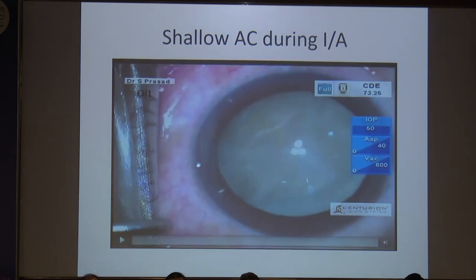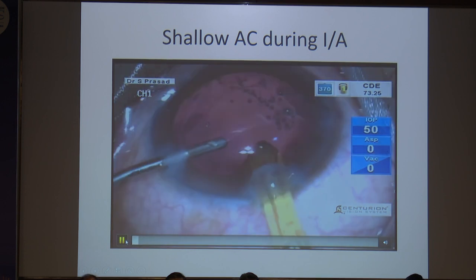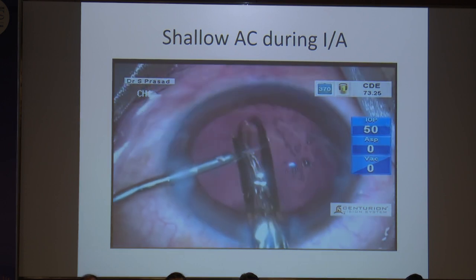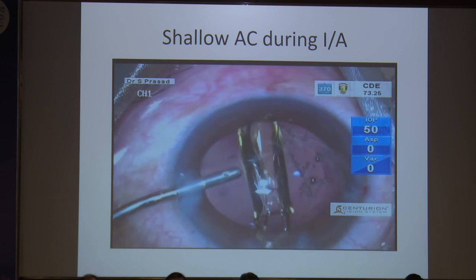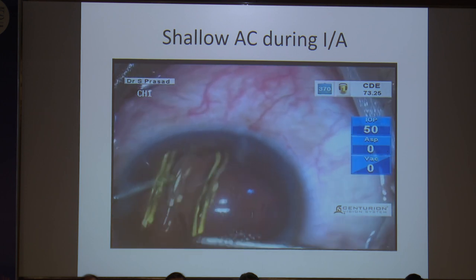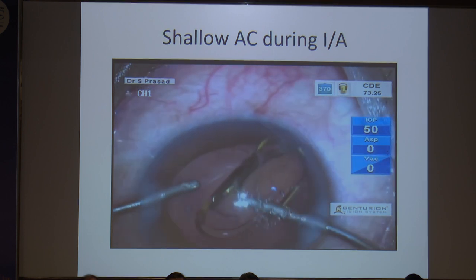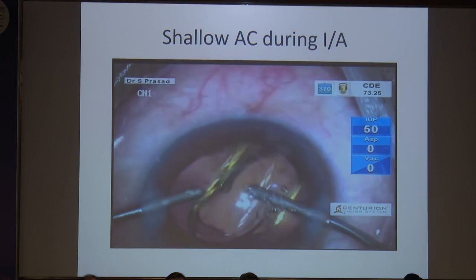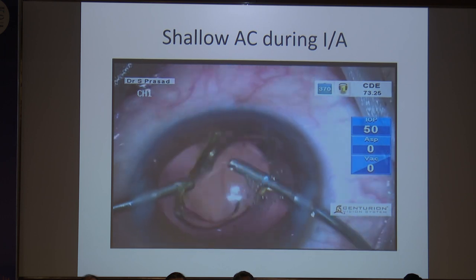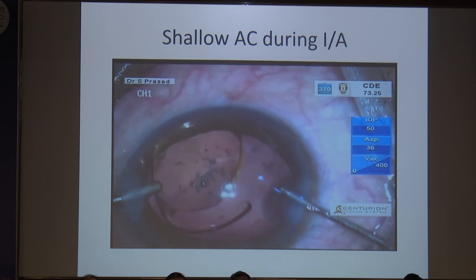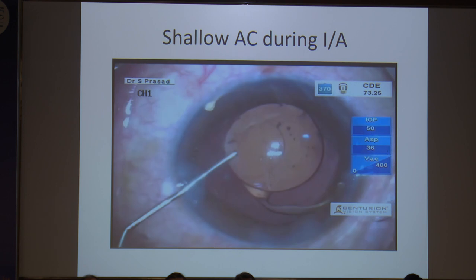This is the case where I encountered this problem during irrigation aspiration. See, this was a mature intumescent cataract and everything was fine. While I was injecting the lens under irrigation, the hydro-implantation, it did not go into the bag and started just moving in the anterior chamber. And I could see that the chamber was extremely shallow and I was not able to place the lens in the bag.